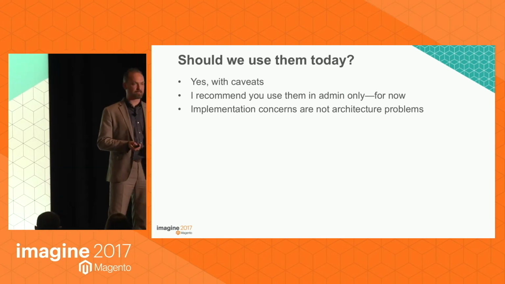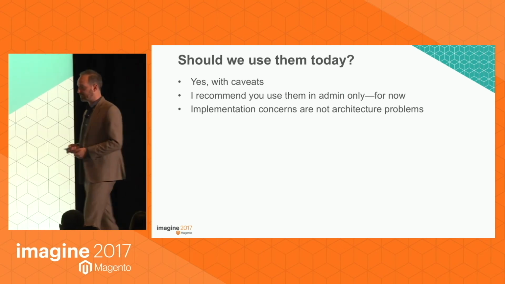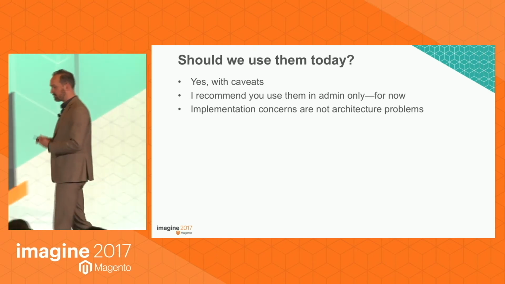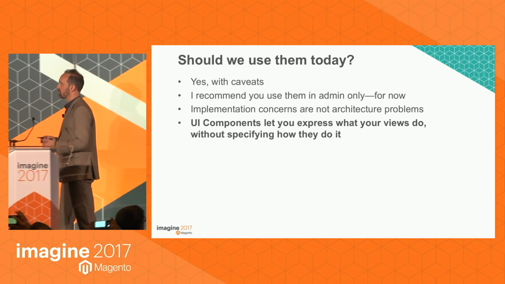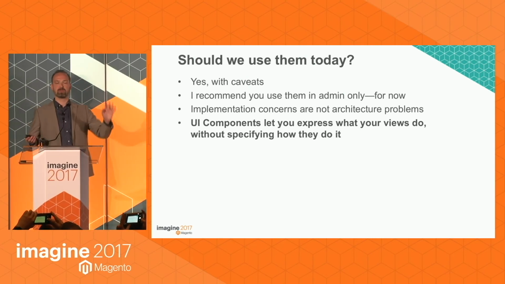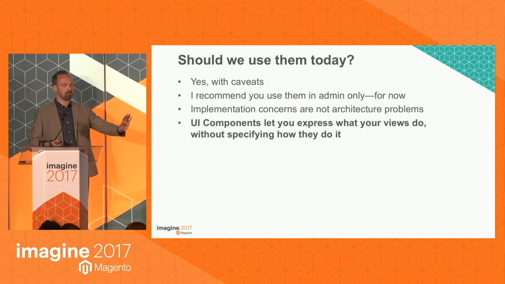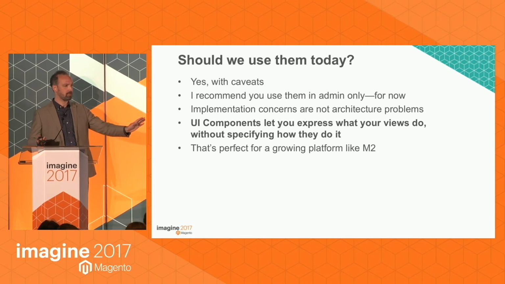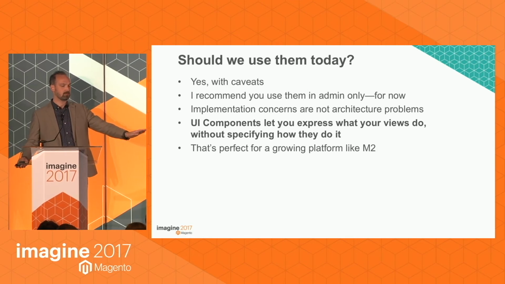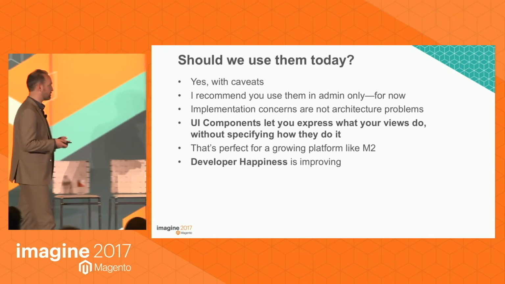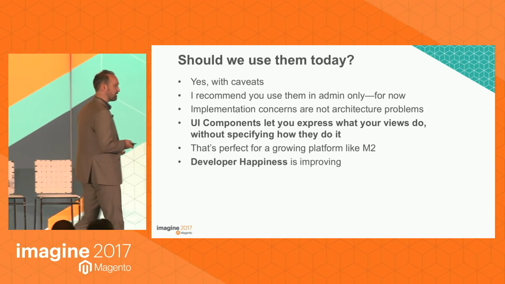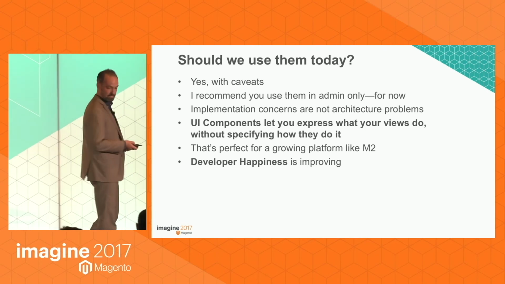We discussed the architecture problems and the architecture advantages. And the implementation stuff is nice and loosely coupled to it. The UI components just let you express what your views do without specifying how they do it. It's delegation. It's a beautiful thing. And it's perfect for a growing platform like Magento 2 because it's going to continue to change and we're going to continue to make changes that improve developer happiness like this.